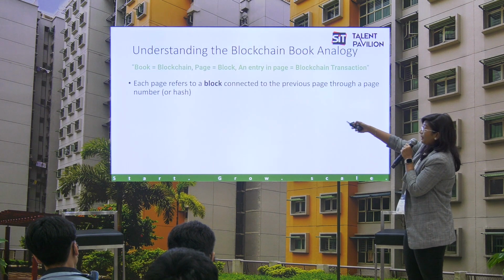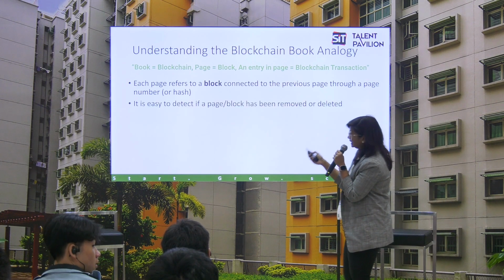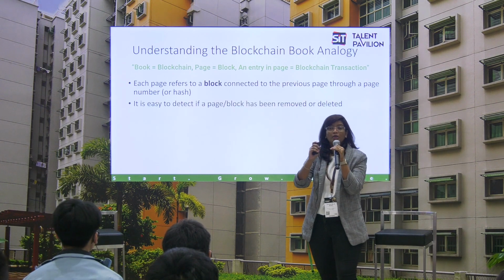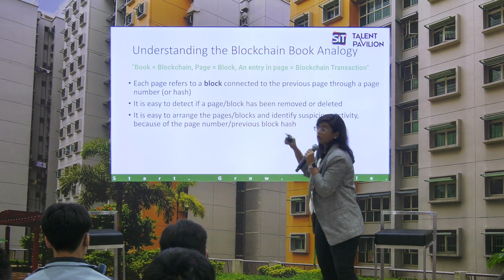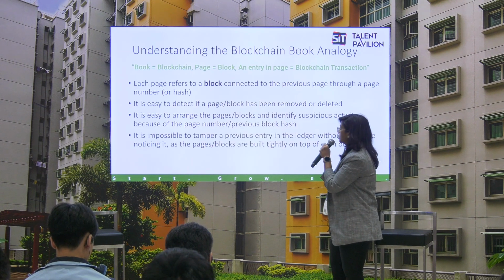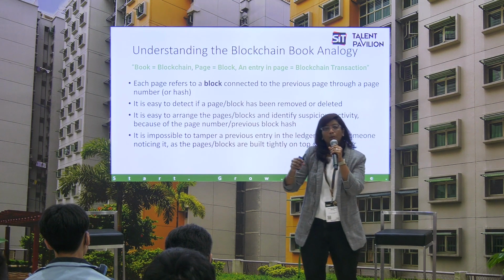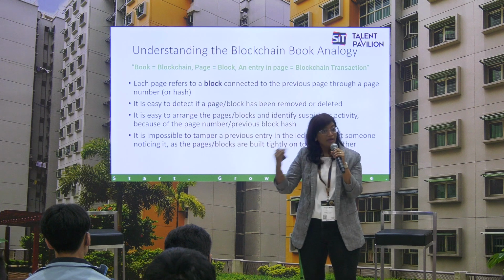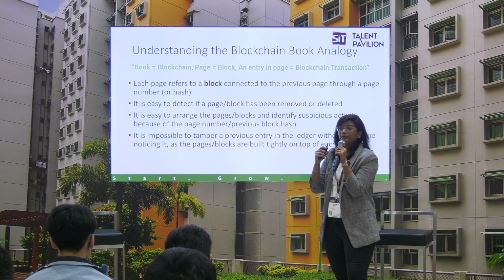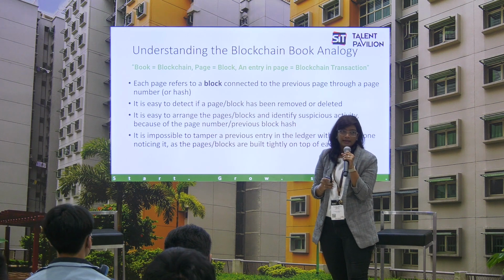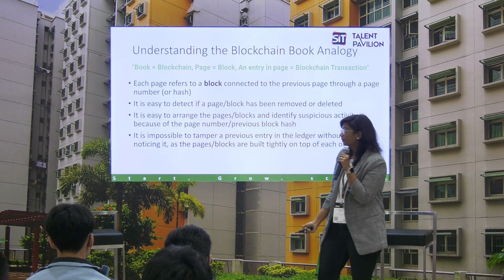Okay, so each page refers to a block. It's connected to the previous page, right? And it is easy to detect any change on the block, and it is identified through the previous block hash, right? So while it is considered impossible to tamper with the record, with recent technologies, it may be possible. We cannot ignore the fact it may be possible, but blockchain is still tamper evident in that case. Okay, so that's why it finds various applications in the fintech domain.